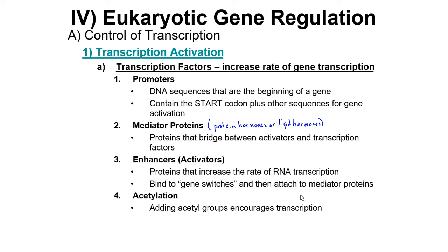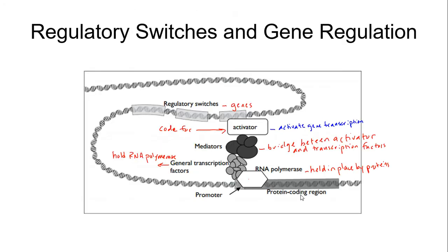Enhancers are proteins that basically act like homing beacons. They increase the rate of transcription. They generally bind to switches and then attach to the mediator, and that's going to trigger transcription. So when we look specifically at this, this is an example we looked at, the regulatory switch in the stickleback fish. This was from that PITX1 activity we did. The gene right here is the PITX1 gene. This is the protein coding region. Here's our RNA polymerase bound to the promoter.